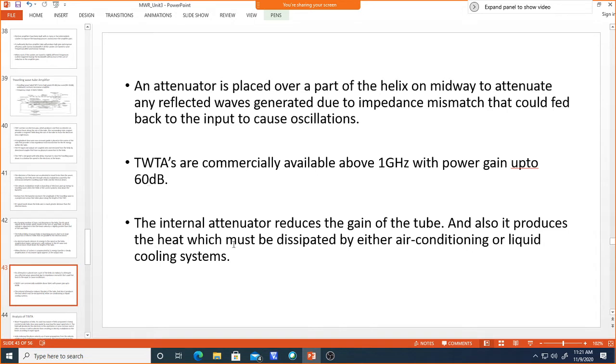Now there is an internal attenuator which reduces the gain of the tube, and it also produces heat. Due to the bunching of electrons and the velocity modulation, heat will be produced, and that must be dissipated by an air conditioning or liquid cooling system. Since it is a high power device, heat will automatically be generated, so you need to dissipate it either by using air conditioning or a liquid cooling system.